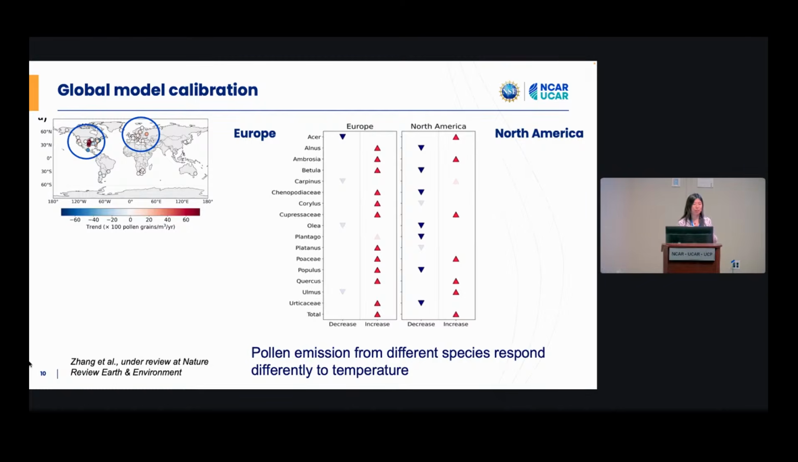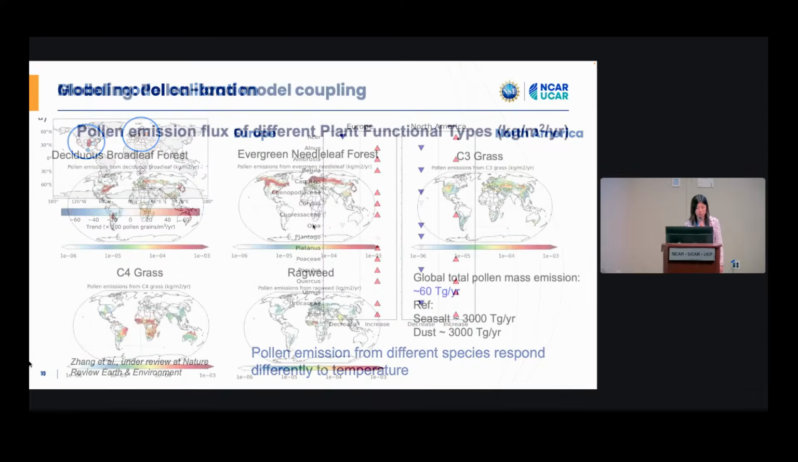One interesting thing is, of course, that different species respond differently to temperature. But something even more interesting is that when we look at Europe and North America for the same type of species, like here Acer, a maple tree, it is decreasing with warmer temperature in Europe, but increasing in the North America region. Because of this, it further motivates us to develop regional specific pollen parameterizations.